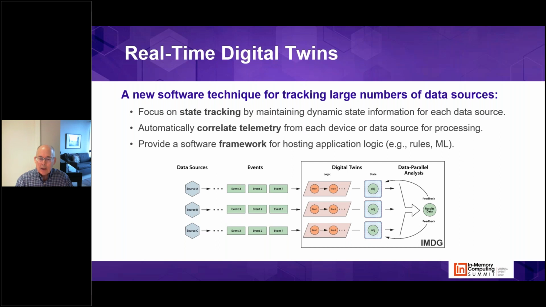And then it refactors the pipeline processing code into one set of logic that is run for each message or set of messages that come in from a given data source. So the real-time digital twin model is automatically going to correlate telemetry from each data source, hand it to this application-defined processing code, and let that code update the state of that data source in the in-memory data grid. So this provides a software framework, an orchestration framework for application logic, which could be written in C# or Java, or be implemented with a rules engine, or it could encapsulate machine learning algorithms, a neural network, within the digital twin model.